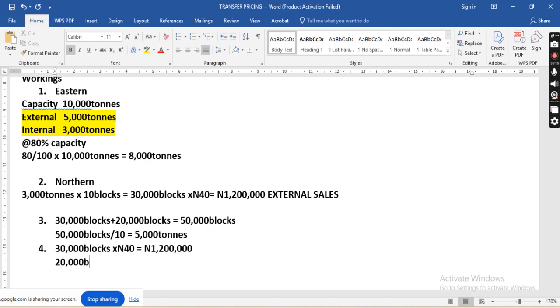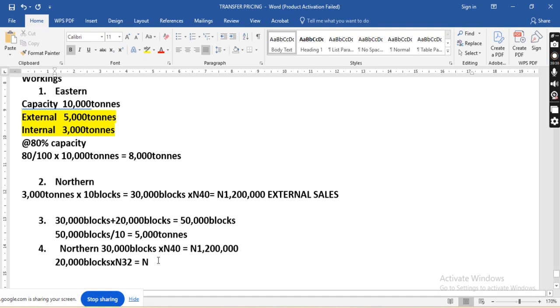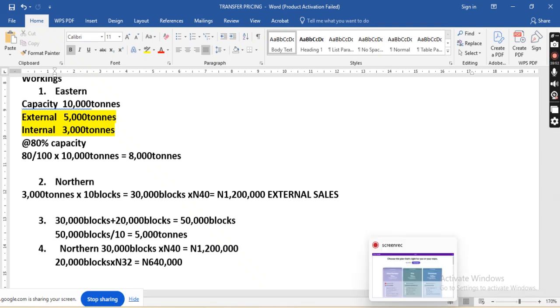20,000 blocks, then it will now sell at 32 naira per block. Class, when you multiply, what do you have? 640,000.